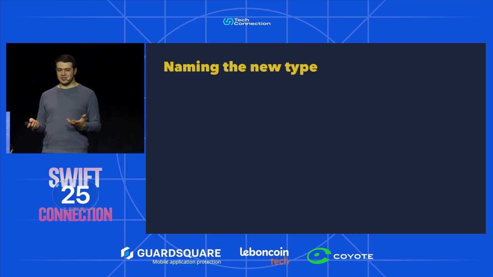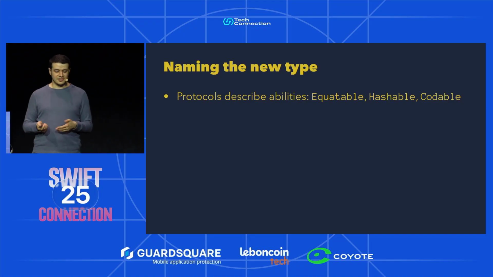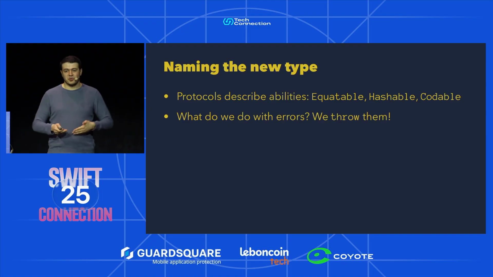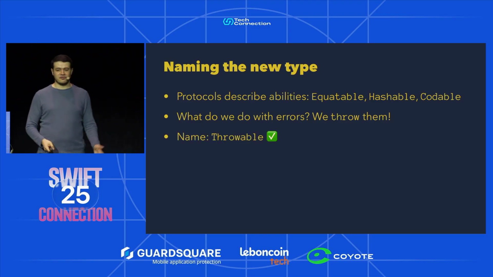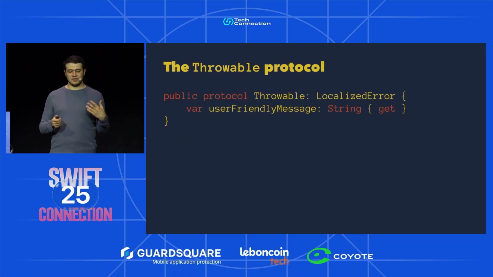First, how should I name it? Well, protocols in Swift describe abilities like Equatable, Hashable, Codable. And what we're doing here is we're throwing the errors that we have. So I named it Throwable. That seemed the most obvious to me. Then the Throwable protocol's implementation looked like this.